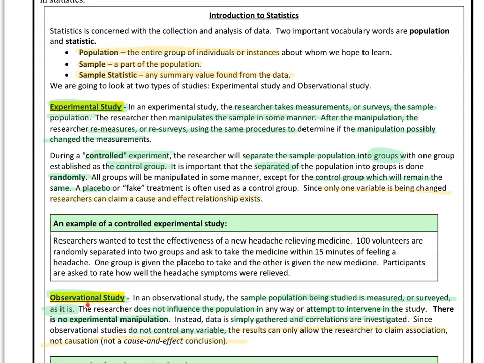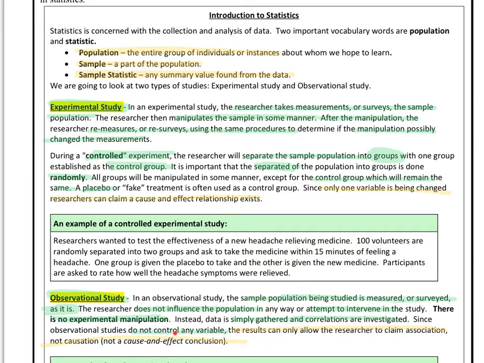Okay, so then we're talking now about an observational study, and this is where the sample population is studied, measured, or surveyed just as it is. That's the important part. There's no influence on the population or no attempt to intervene in the study. There's no experimental manipulation. So unlike an experimental study, we don't do anything to the population, we just observe. This data is simply gathered and correlations are investigated.